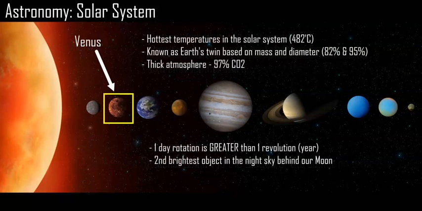Then you got Venus, Earth's twin in terms of the similar size, similar density. However, it does differ with its very thick atmosphere, contains CO2, very hot surface temperature. It's the hottest planet in the solar system. It has no moons and is hotter than Mercury, and 1 day rotation on Venus is longer than 1 year revolution. So a day takes longer than a year on Venus, which is an awesome thing.